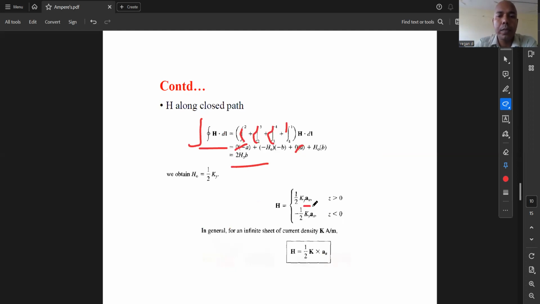So what is the direction? It is in the x direction. For a positive z value, it is 1 by 2 K y A x. For negative z values, it is minus 1 by 2 K y A x. So generally, we can write this. Here it is y and x. So in general form, we can write H is equal to 1 by 2 the surface current K cross A N, where A N is normal to the sheet. This is the way we can find the magnetic field from the current sheet.